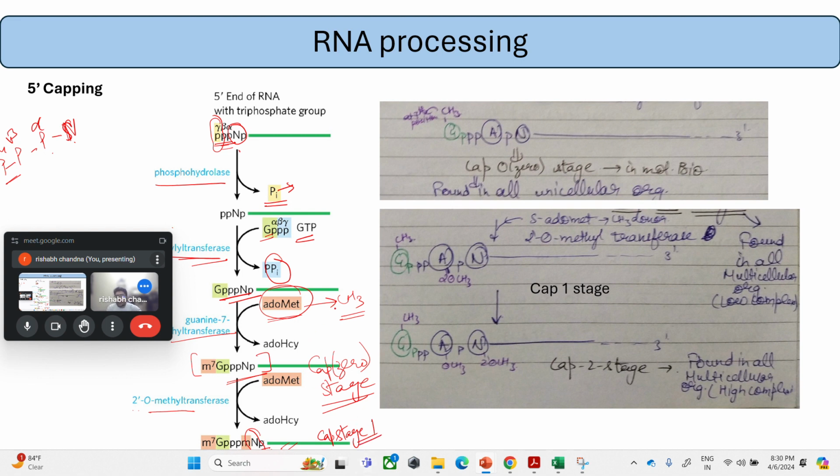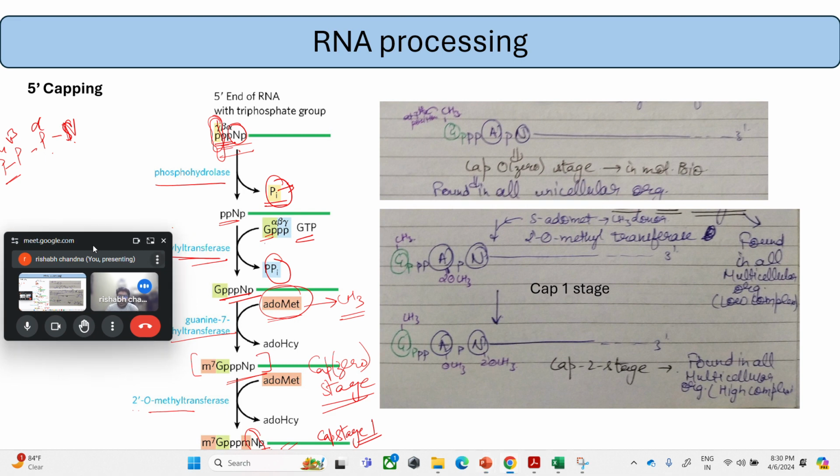Okay, so going back to the first step, first the phosphate group is removed, then a guanine residue is added. I'm starting it from the start again. First, we have a triphosphate nucleotide at the 5 prime end of the RNA. So here, first the gamma phosphate is removed from the RNA chain, leaving only two phosphates in the first nucleotide. Then a GTP molecule donates its guanine monophosphate group using the enzyme guanylyl transferase.